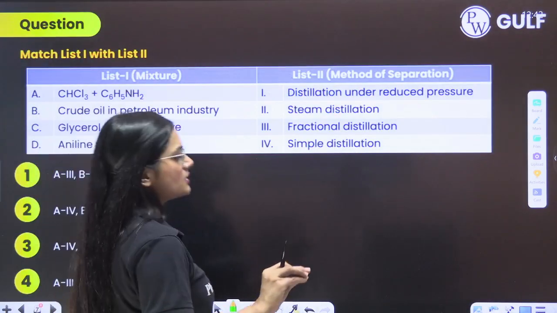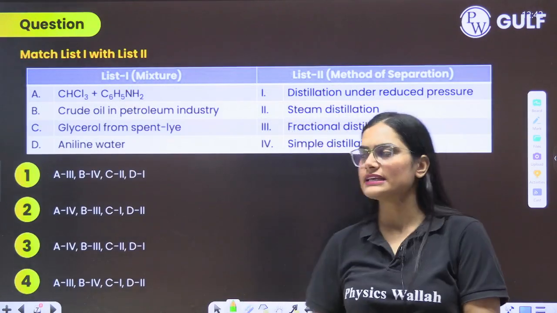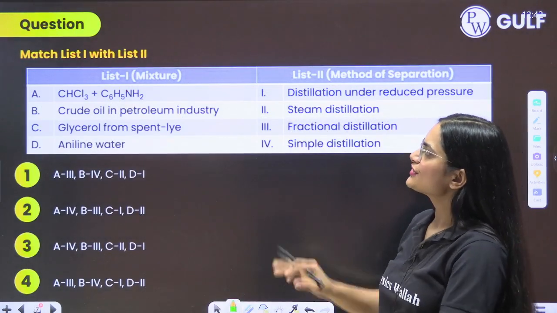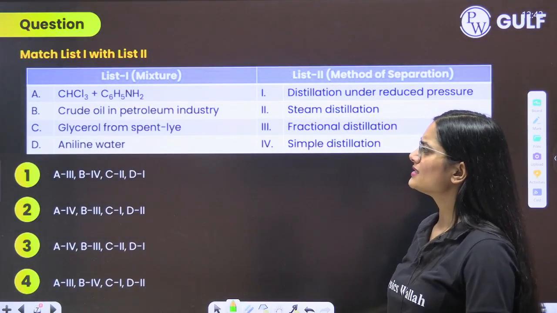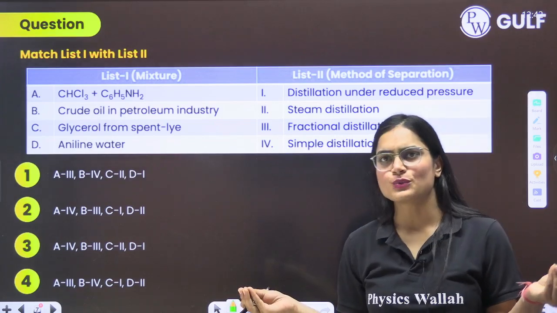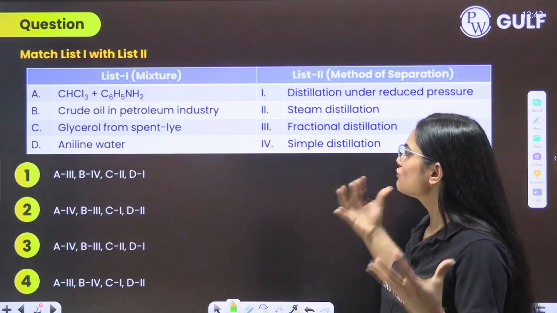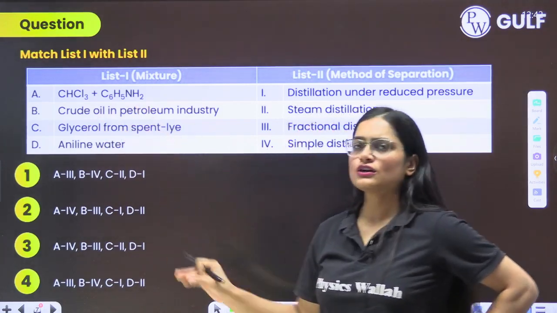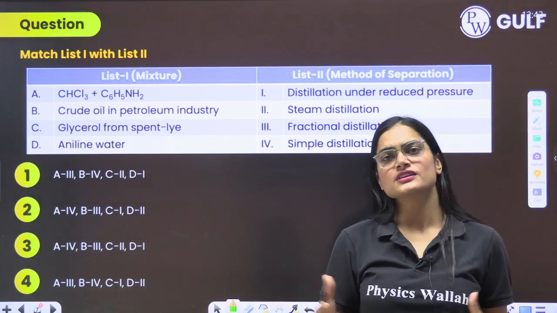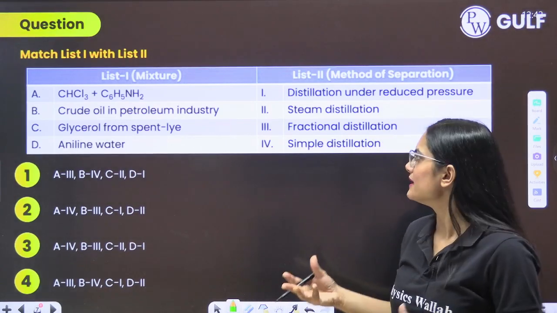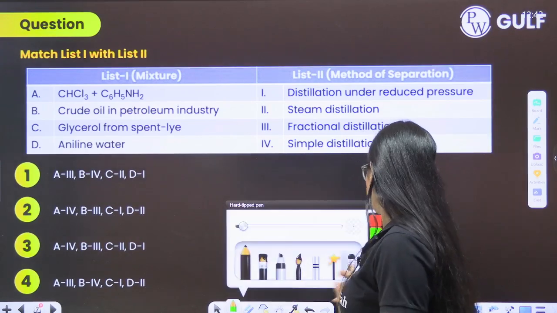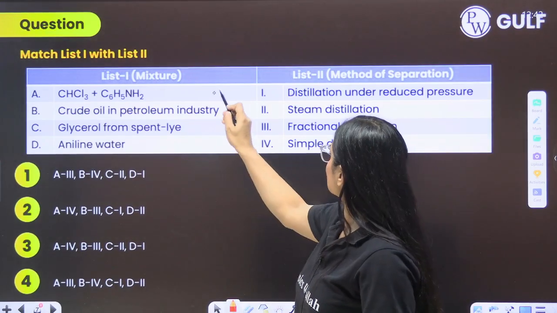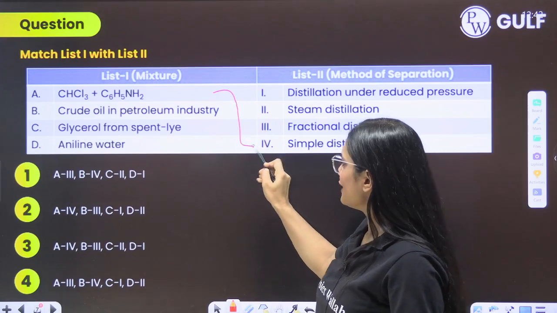This question is from purification techniques. Match list 1 with list 2, and it was a direct question. Nothing to solve over here. You know that chloroform and aniline have a difference in their boiling point, so they can be separated by simple distillation. So A option is matching with simple distillation, A option is matching with 4.